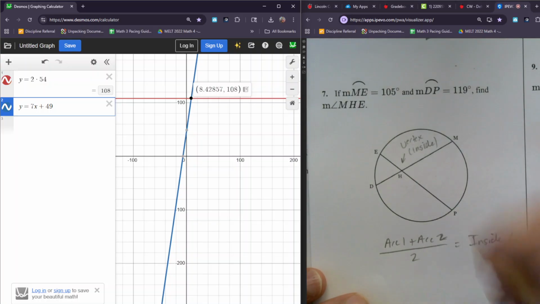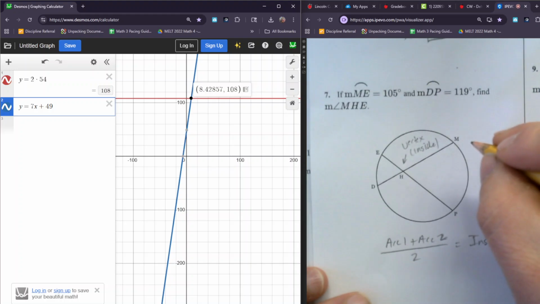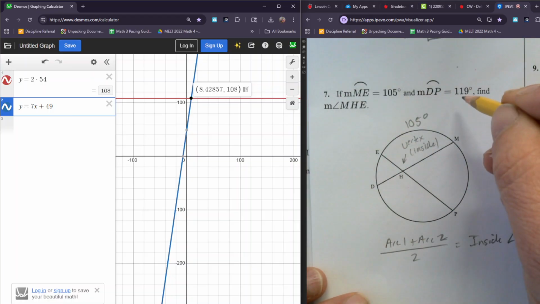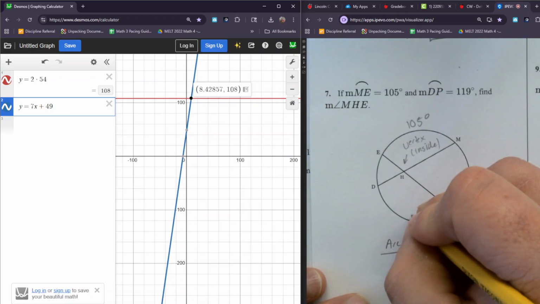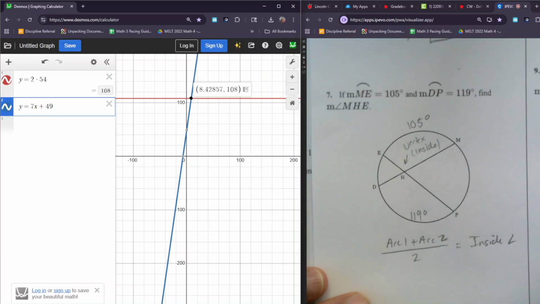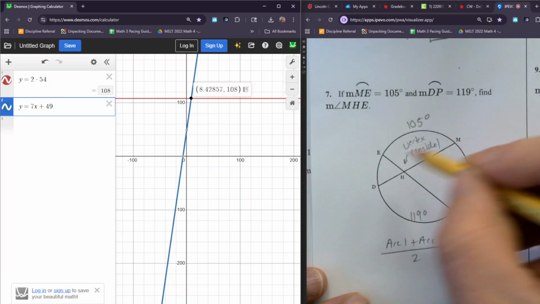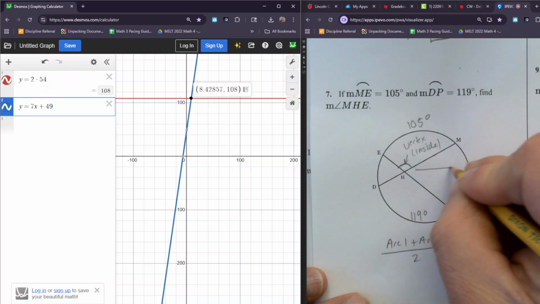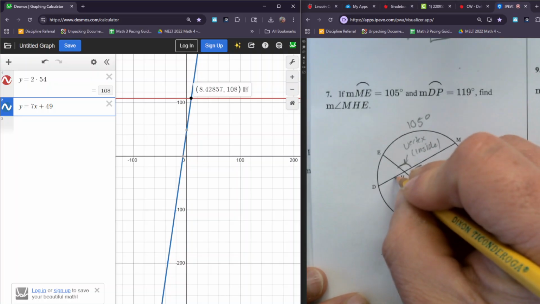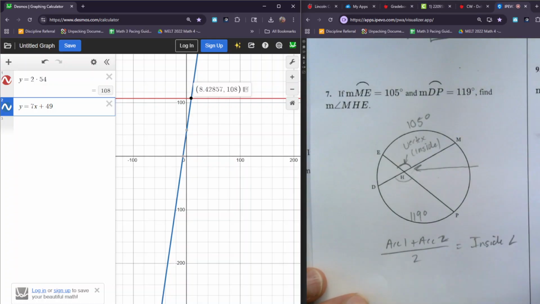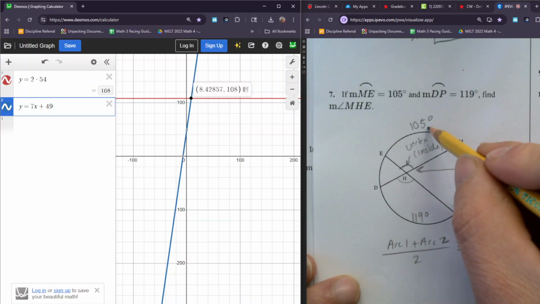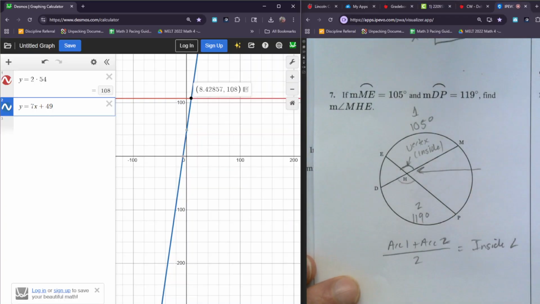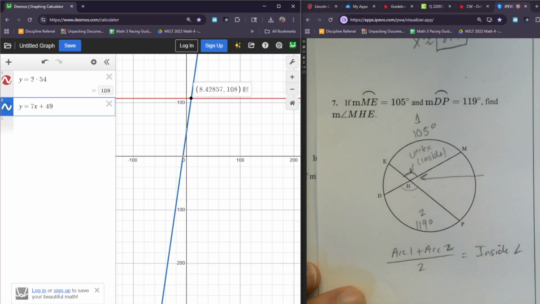All right, so now that being said, I've got 2 arcs here, measure of ME. ME is 105. DP, which is this guy right here, is 119. And you're trying to find MHE, which is this angle right here. Now remember, these 2 angles here would be congruent, but it really doesn't matter about that. We'll call this arc 1. We'll call this arc 2. It doesn't really matter which one it is because you're adding.